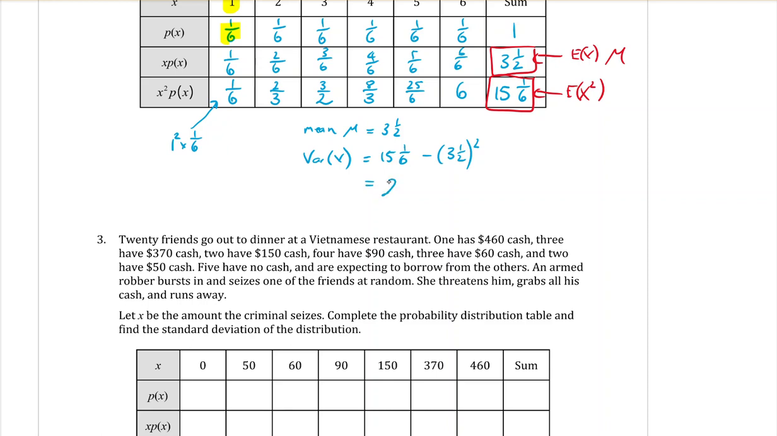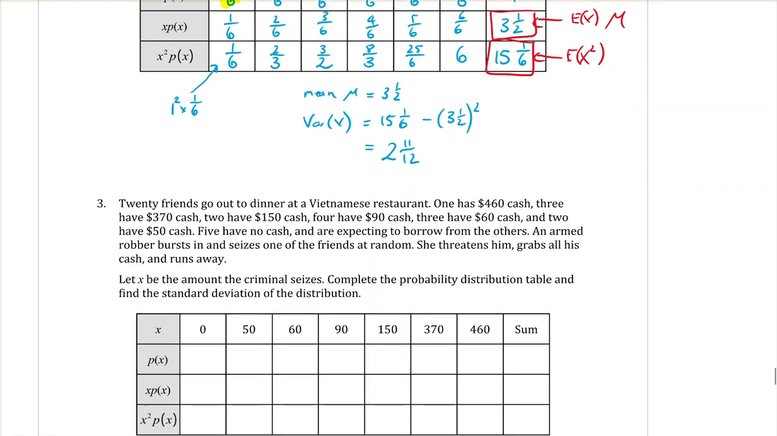And you get 2 and 11 over 12. Is anybody surprised? No, because it was the exact same question, just done with two different techniques. Okay, so be familiar with both of those techniques.